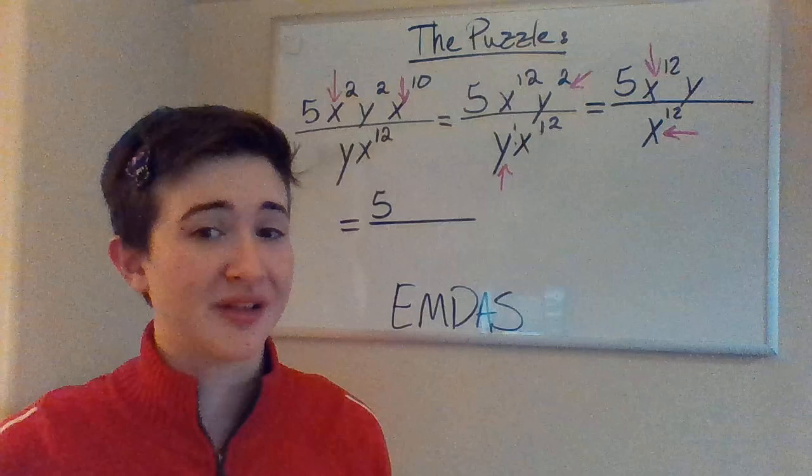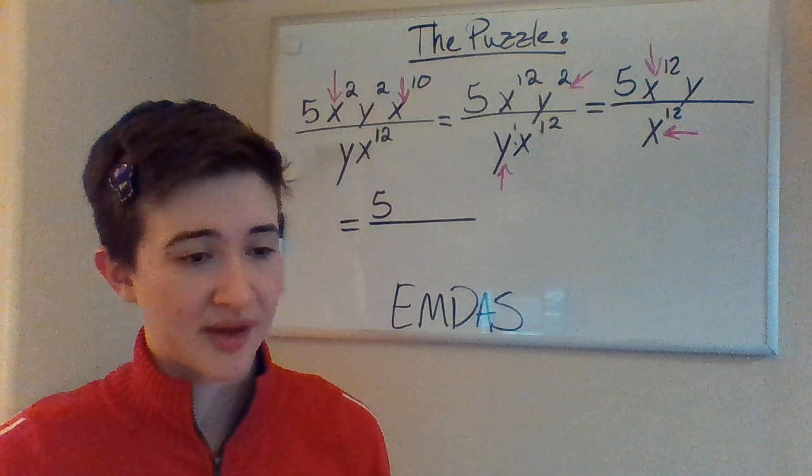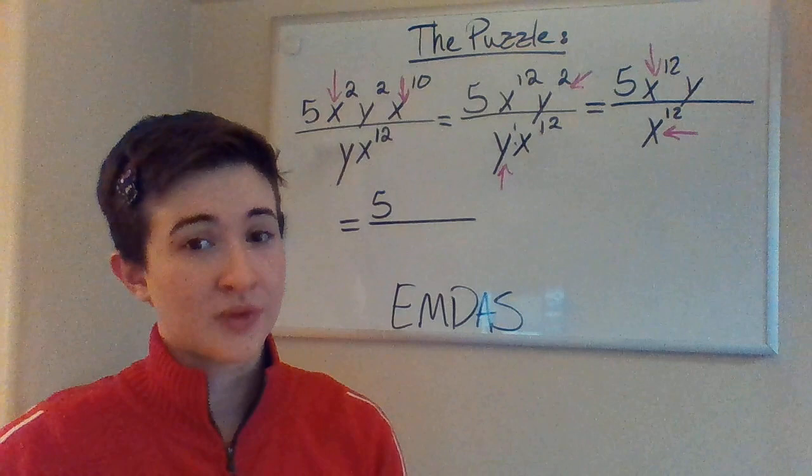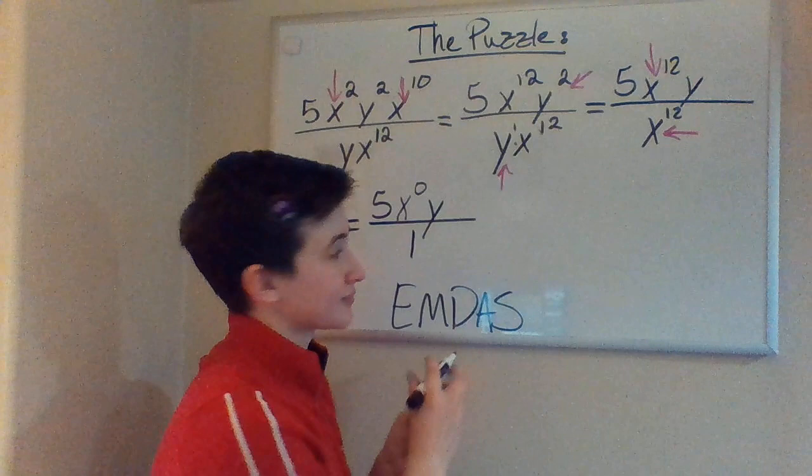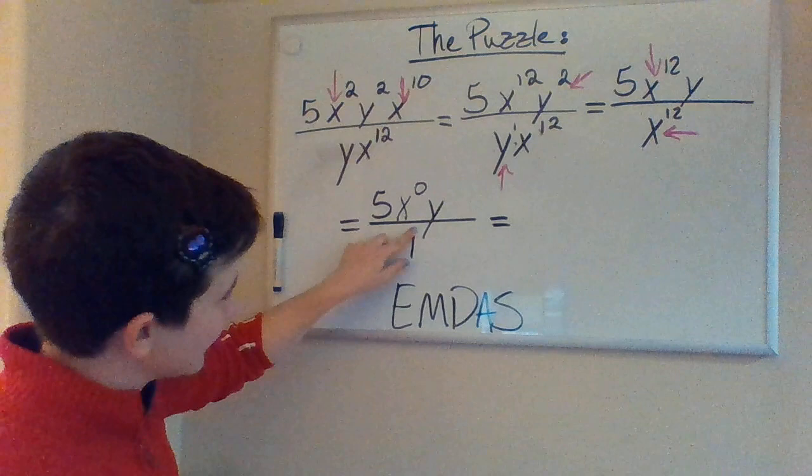Pause the video, think about it, work it out on your paper. The answer is I have 0, right? I have x to the 0th power and nothing left on bottom. Now, you say, where'd that 1 come from on the bottom? Okay, well technically, I have this situation on top and bottom, right? I got rid of all the x's.